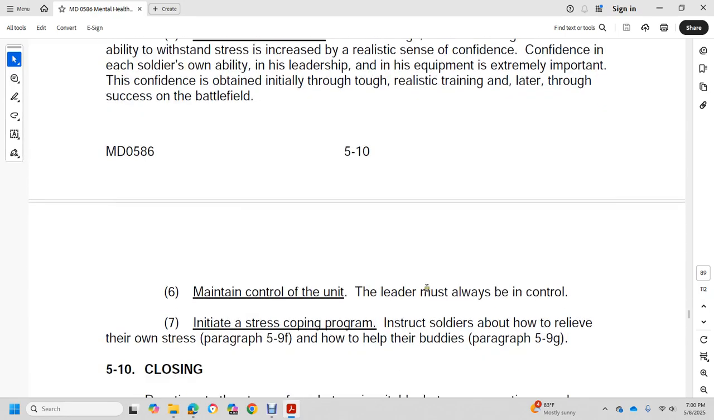Maintain control of the unit. The leader must always be in control. Initiate the stress coping program and instruct the soldiers how to relieve their own stress, as in paragraph 5.9F, and how to help their buddies, as in paragraph 5.9G.